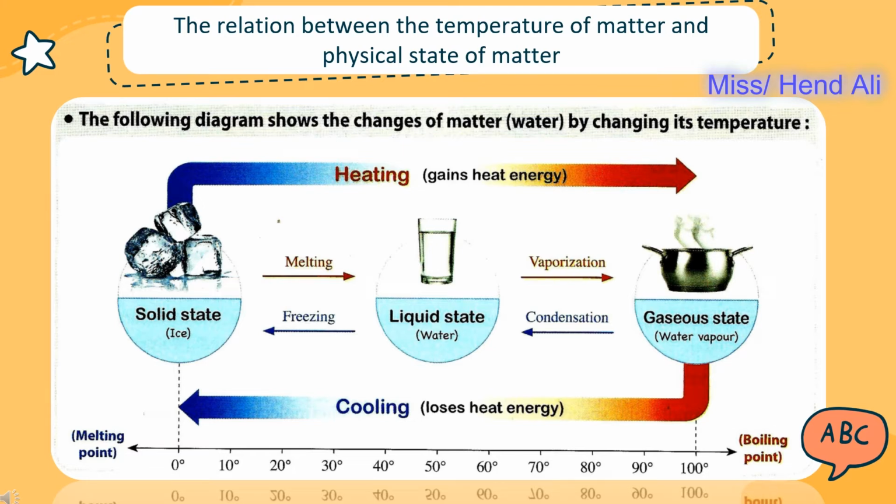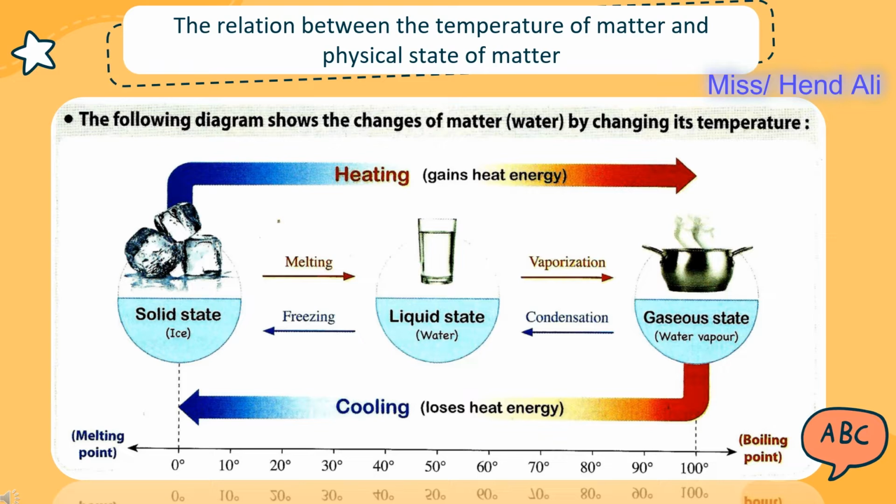Now let's learn a little about the relation between the temperature of matter and the physical state of matter. Okay, we have three states of the same matter, which is water. Solid state is ice, liquid state is water, gaseous state is water vapor. When we bring the solid state, ice, and expose it to heat, the molecules gain heat energy or thermal energy, and it changes into liquid state, which is water. And when we bring the liquid state, water, and expose it to heat, the molecules gain heat energy once more, and it changes into gaseous state, which is water vapor.